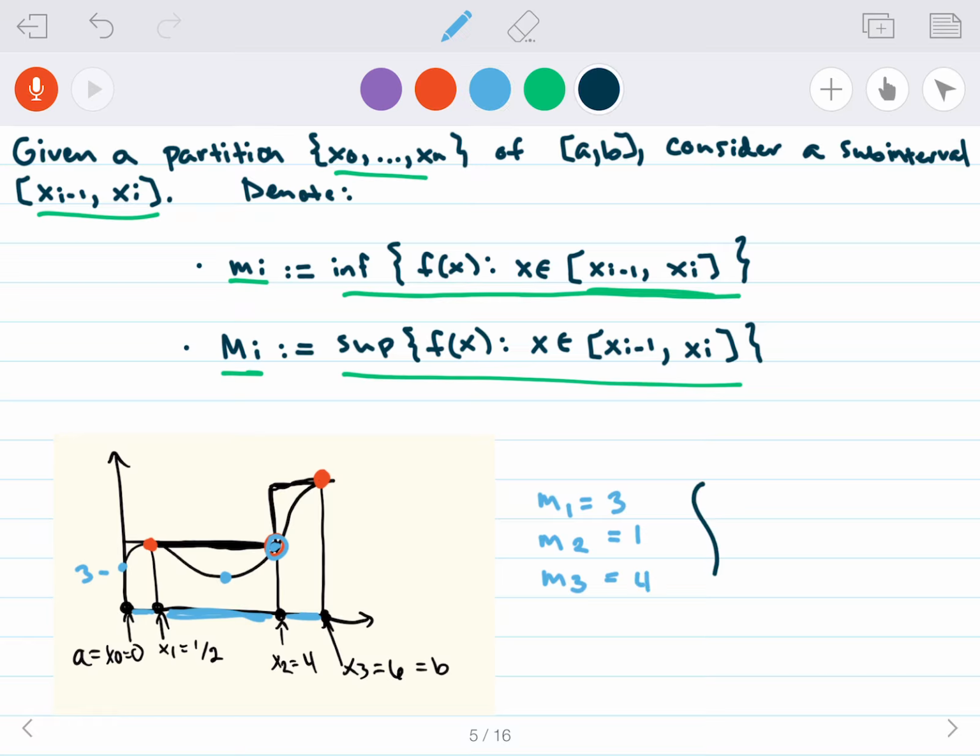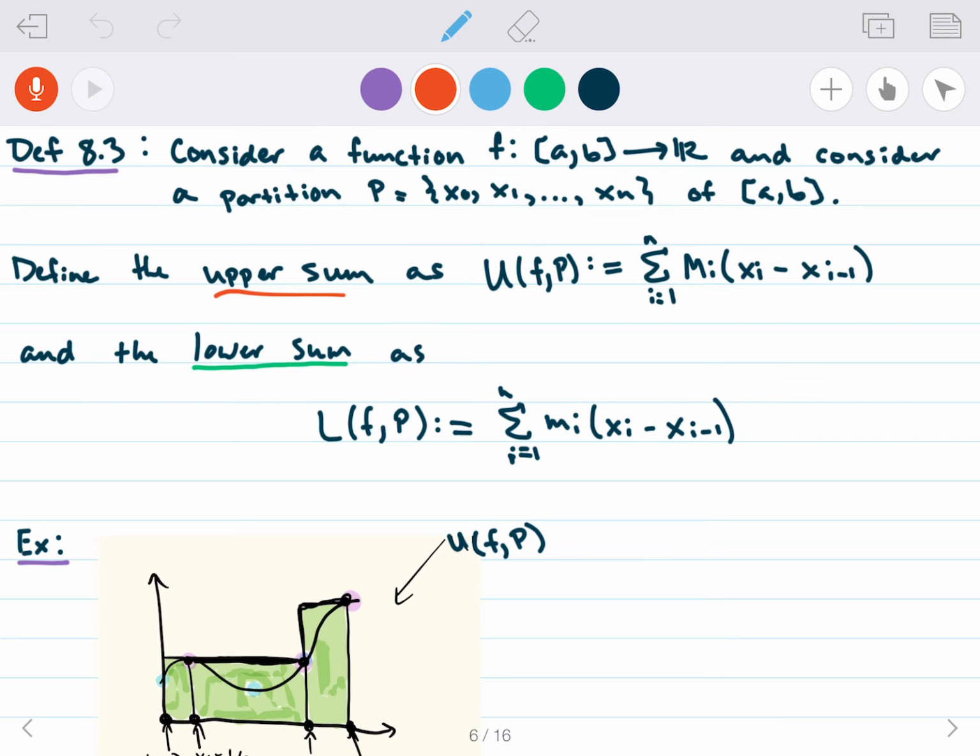Okay, so then my supremums. On this interval, the highest point is this guy. I'm going to say M1 is 4. Capital M2 is going to be this guy right here on this interval, so that's going to be 4. And M3 is going to be this point. This is the highest on this interval right here, so that's 7. Okay, so those are going to be the heights of our rectangles.